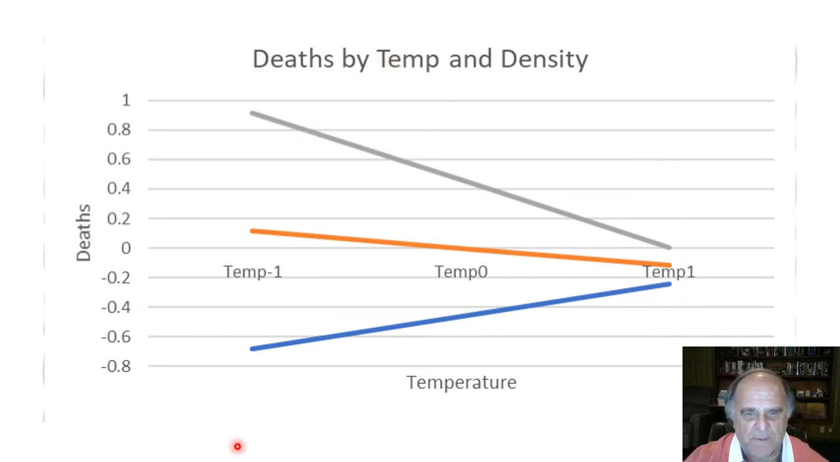So you can see when temperature is low, like it is in the north, although there's some southern states, surprisingly, that have fairly low temperatures. But when the average temperature is low, density makes a huge difference. When temperature is high, density makes no difference. And then, of course, in the middle, when temperature is average, density makes a difference, but not as big a difference as when temperature is low. So density is much more of a factor when the temperature is low.